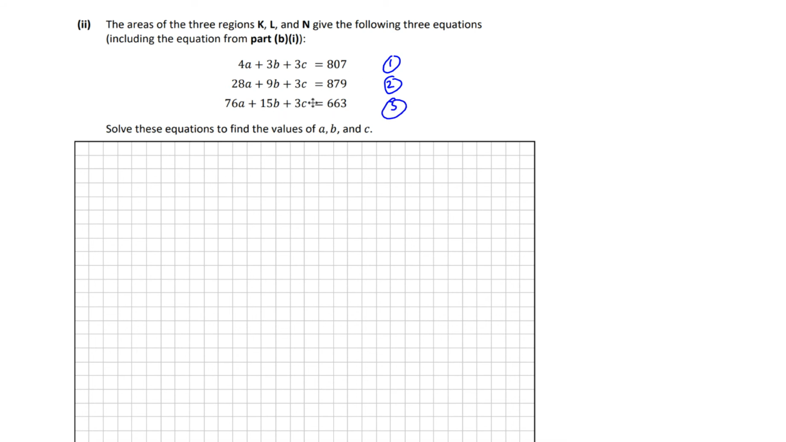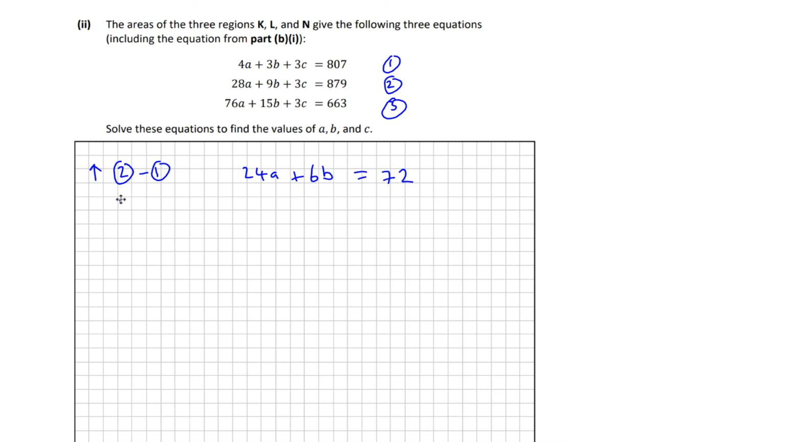So we're going to take 2 different pairs and eliminate one of the variables. So if I subtract the first equation from the second one, subtracting up, in other words, 28a minus 4a is 24a. 9b minus 3b is positive 6b. 3c minus 3c is 0. And 879 minus 807 is 72.